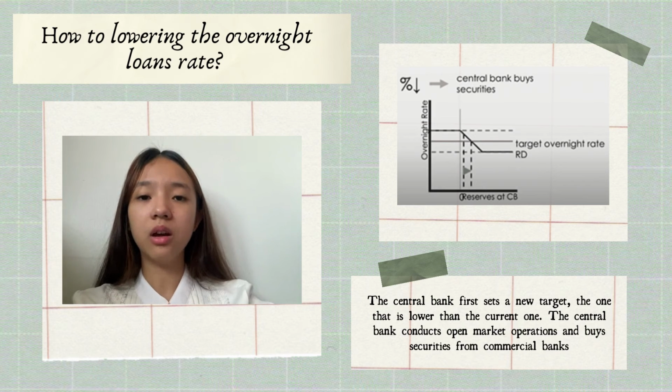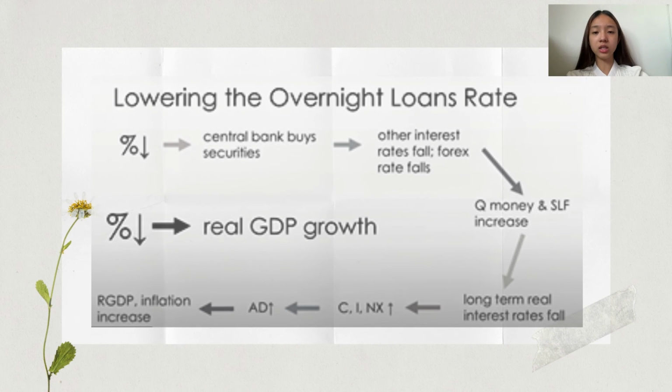It is followed by the fall in the long-term real interest rate. Then it increases consumption, investment, as well as net exports. Therefore, it causes the aggregate demand to increase. The result will be an increase in the real GDP and inflationary pressure. In a nutshell, if the central bank conducts expansionary monetary policy, which will lower the interest rate, real GDP growth occurs. However, when the central bank decides to raise the overnight loan rate, the opposite process will occur.